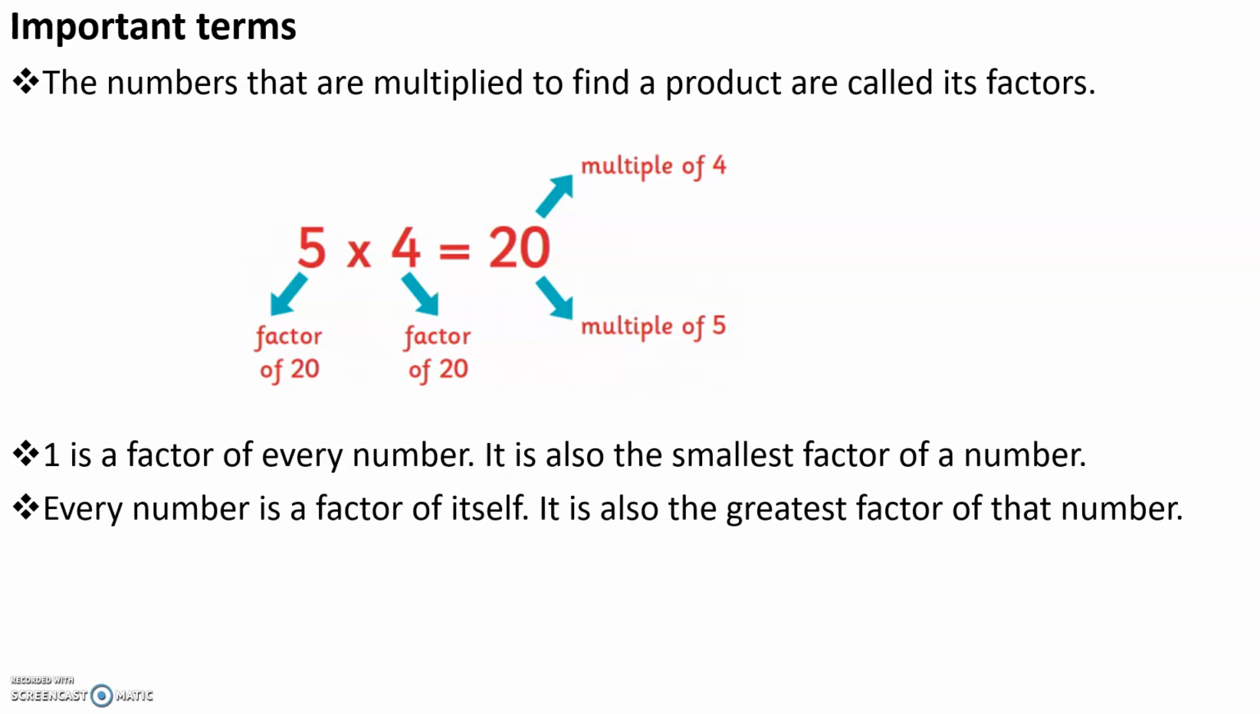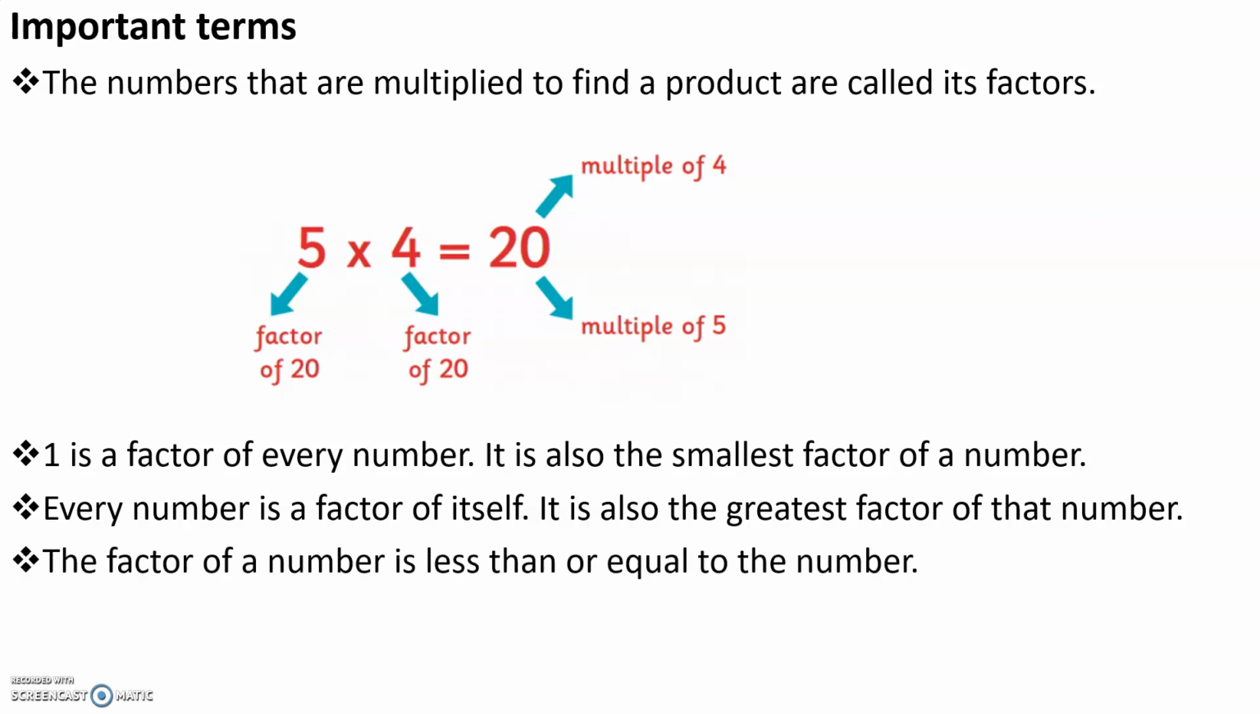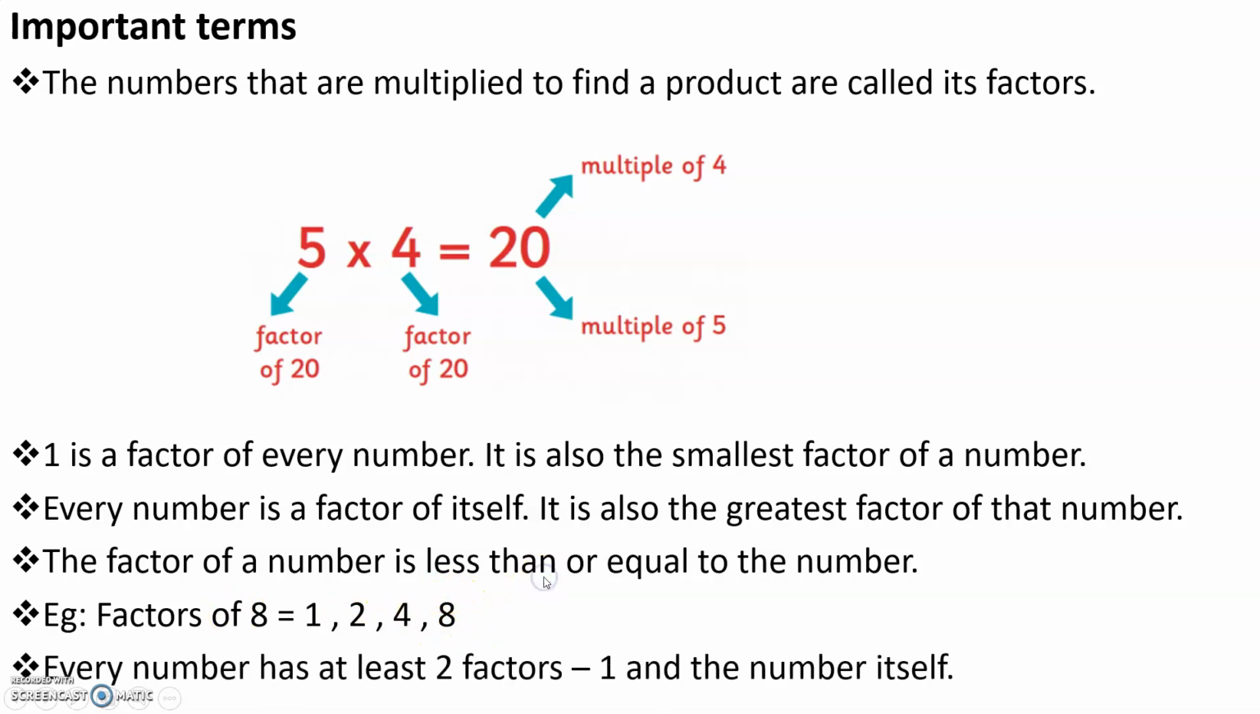Every number is a factor of itself. It is also the greatest factor of that number. The factor of a number is less than or equal to the given number. Example, factors of 8 are 1, 2, 4 and 8. Here I have said less than. See, here is 8. So 1 is less than 8. So it is less than or equal to. See, here it is 8, equal to 8. So it is equal to the number.